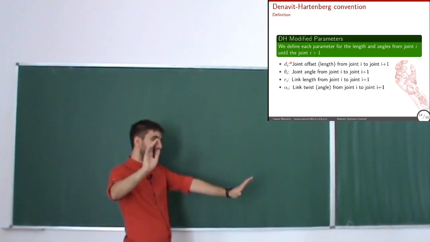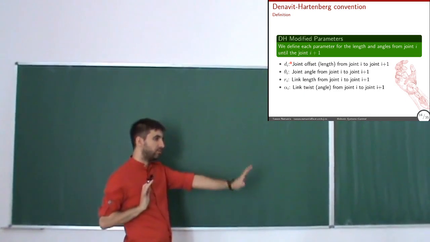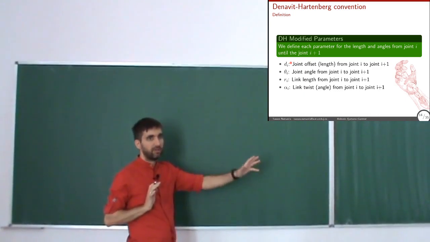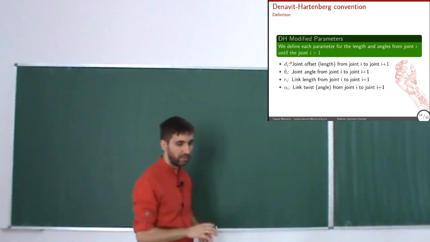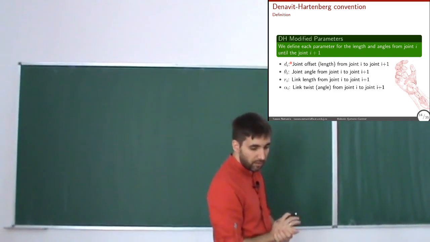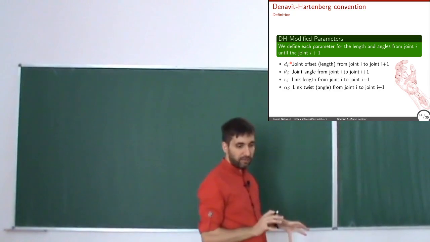So if I can figure out what's the transformation from joint 1 to joint 2, and from joint 2 to joint 3, and from 3 to 4, then I know how to combine them to figure out what's the overall transformation, right? Okay?